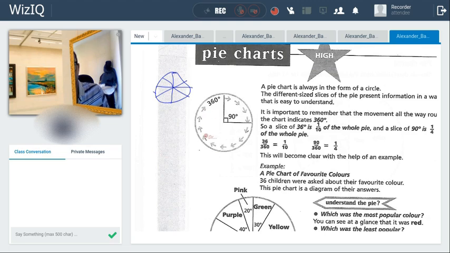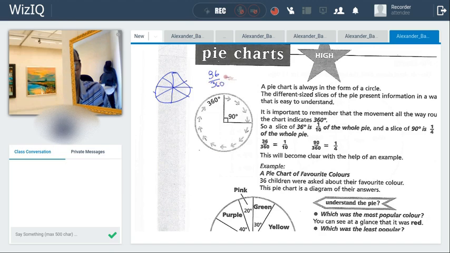So always your total, whatever total you want to present, is going to be 360 degrees. So a pie chart is always in the form of a circle. The different sized slices of the pie will present information in a way that is easy to understand. It is important to remember that the movement all the way around the chart indicates 360 degrees. So a slice of 36 degrees is going to be 36 over 360.